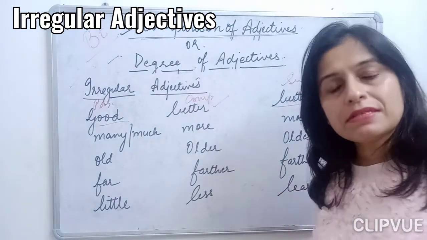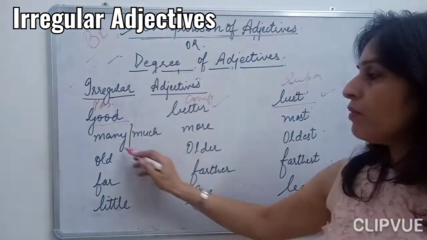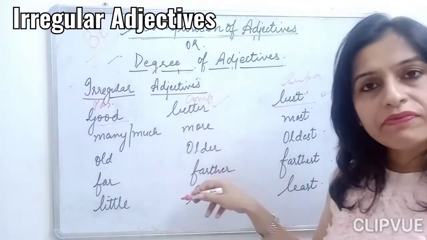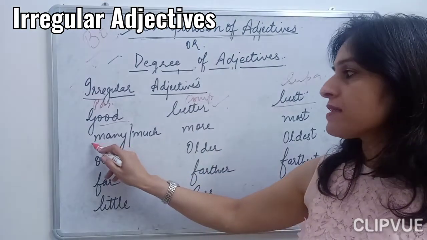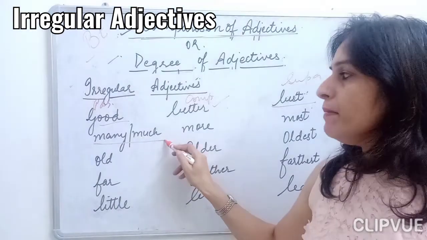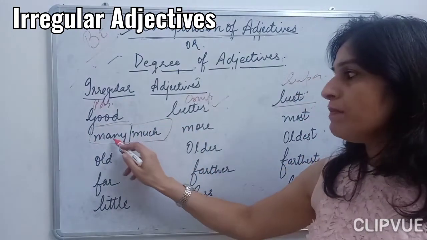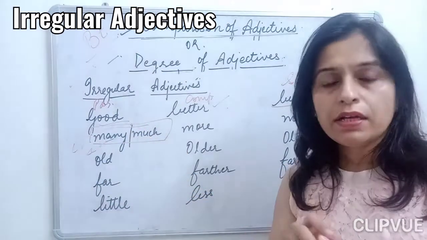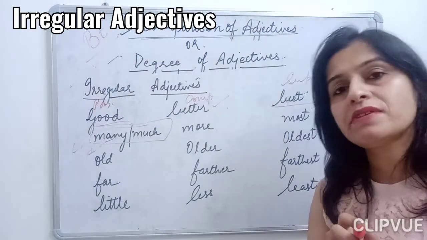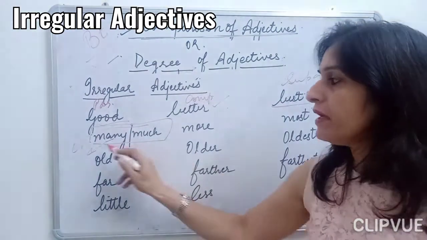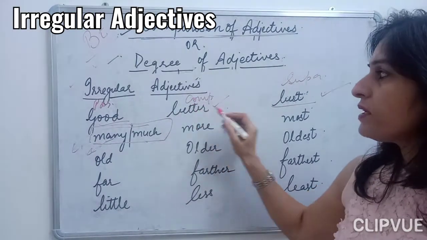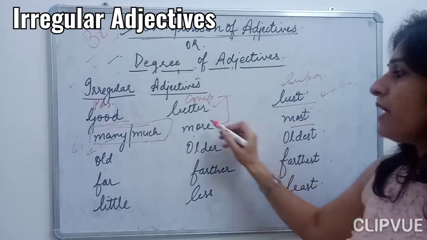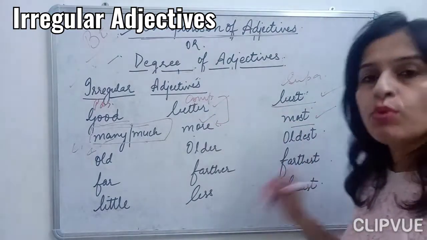Sita is the best girl in the class. Or I can say Sita is better than other children of the class. Next, many, much. Many and much are both used. Many is used, children, for countable things, and much is used for uncountable things. When we did adjectives of quantity and number, we did this. Fine. So what is the comparative of many or much? It remains the same. That is more and most.